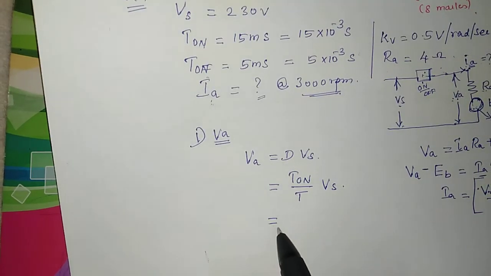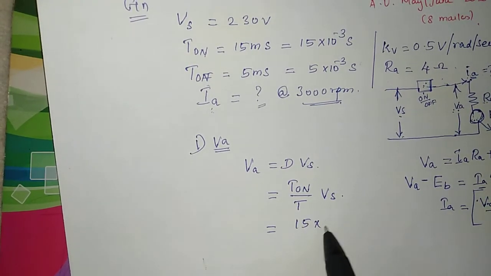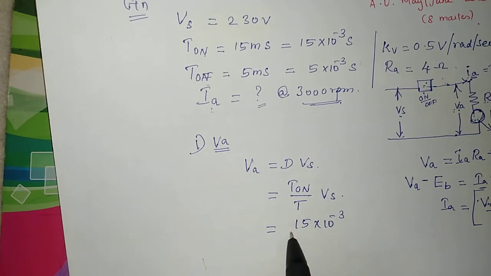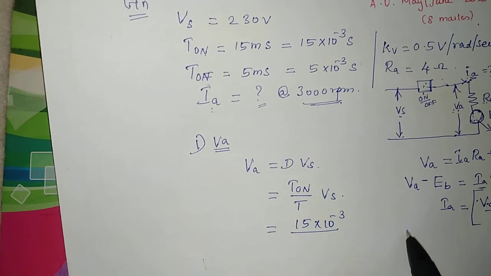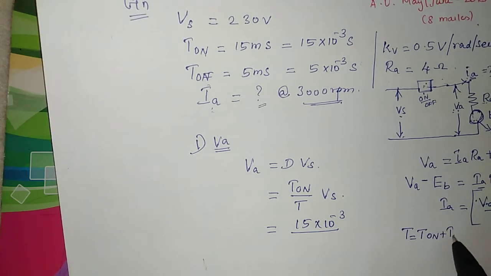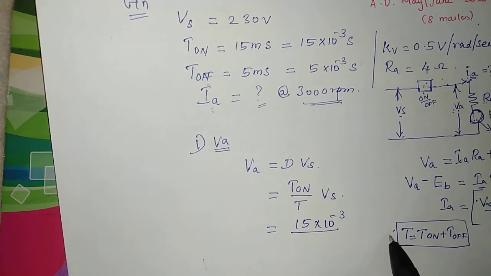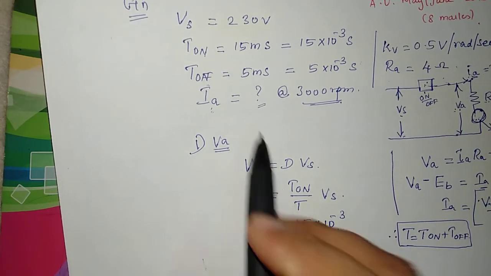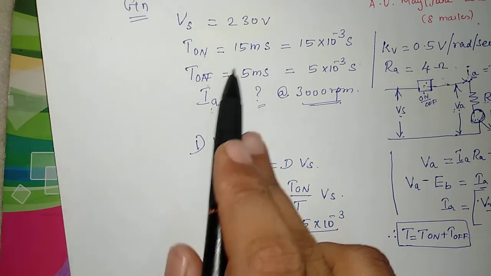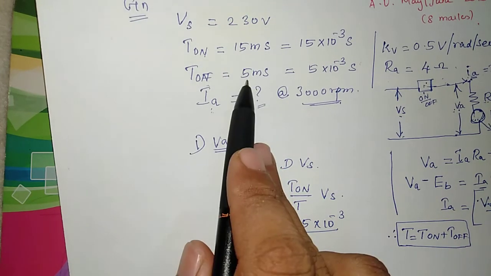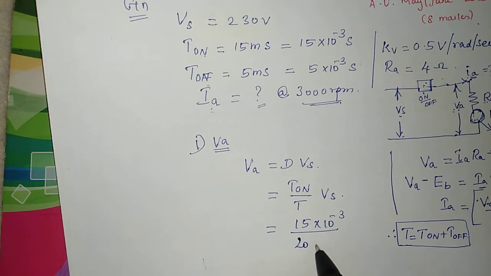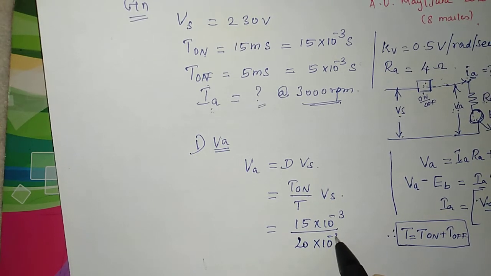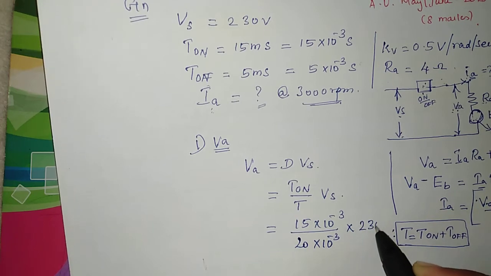What is the on time? Here they are giving 15, so 15 into 10 to the power minus 3 seconds divided by total time. Total time T is equal to T on plus T off. So from this, 15 on time, 5 off time. So 15 plus 5, that is 20 milliseconds, that is 10 to the power minus 3, the whole into 230 volt.